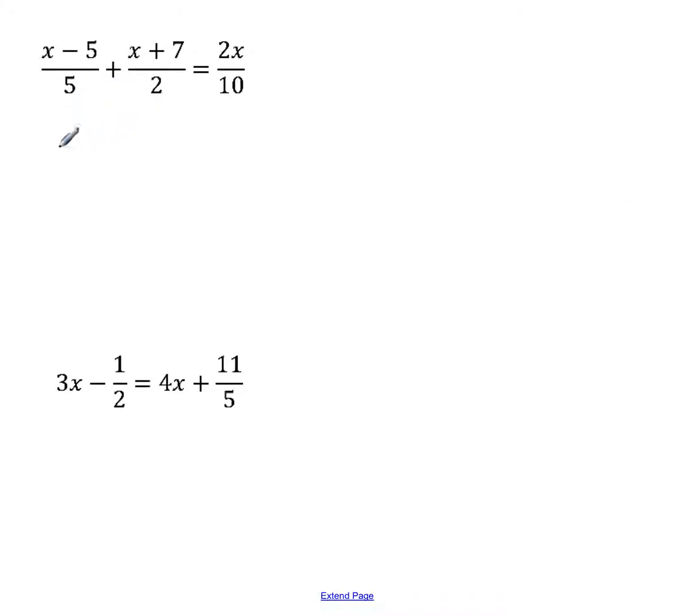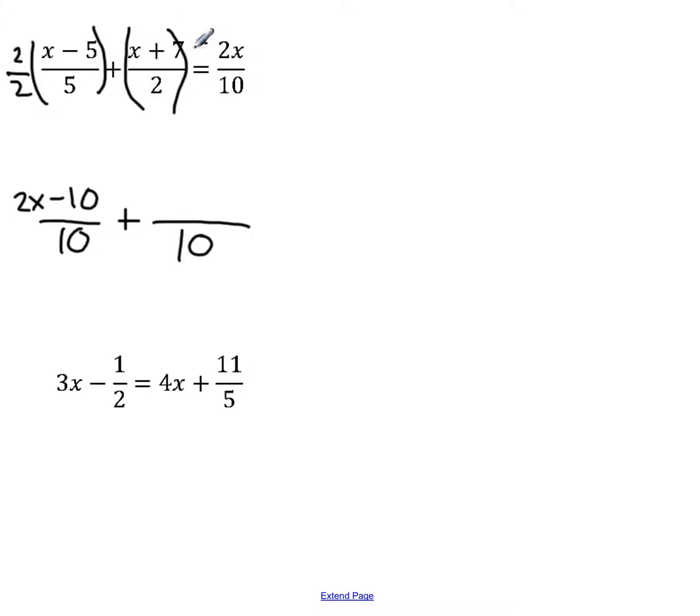So let's do that. If I made this tenths, that means I would have to multiply this fraction by 2 over 2, because that would give me 10 on the bottom, and on the top it would give me 2x minus 10 if I distributed. Plus, now I want this one to turn into 10 on the bottom, so I'm going to multiply this one by 5 over 5, which gives me 5x plus 35 over 10. This one already has tenths. Okay?